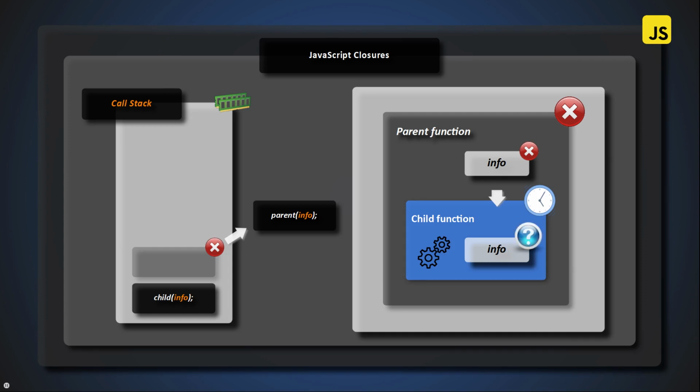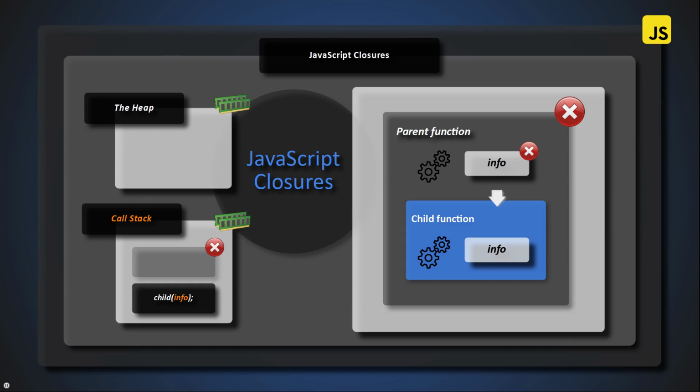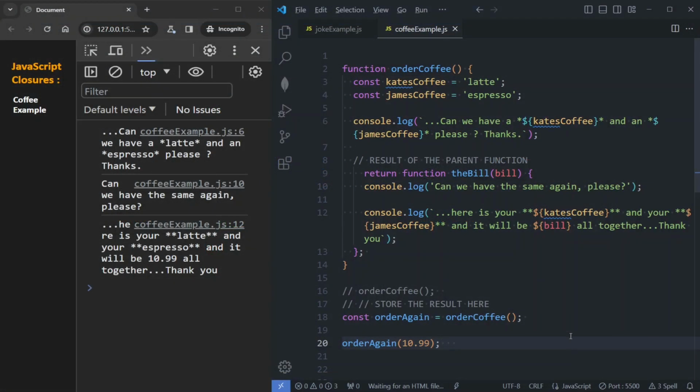So the question is, how is the JavaScript engine able to use some values after they've been removed from the stack? Well, here's where closures come into play. In fact, they are removed from the stack, but they're still there somewhere else, in some other section of the memory. So in this example, it's like if they ask for coffee again to some other waiter, and they say, "Can we have the same again, please?"